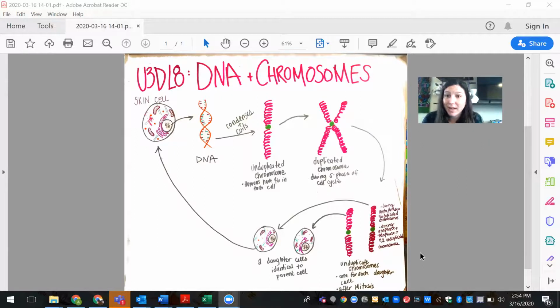For the rest of class today, make sure you have these notes down in your notebook, and complete the worksheet called Unit 3D, L8, DNA and Chromosomes, found in Schoology. Once you are done with the worksheet, make sure you press submit, in the upper right-hand corner, so that I grade it.